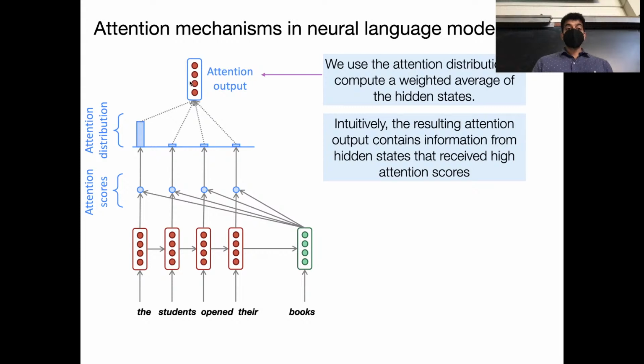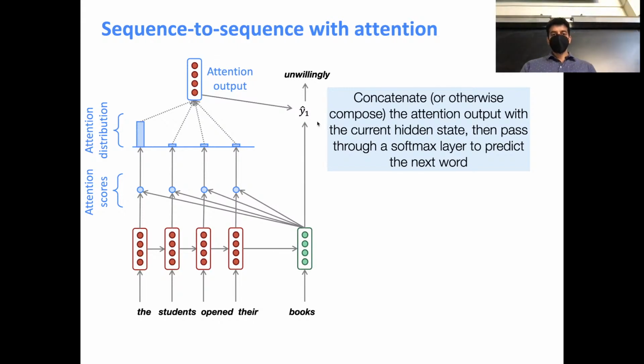Okay, so once I have this, I can connect this attention weighted average to my softmax layer in addition to this hidden state at the last time step, books. So one way I could do that is simply to concatenate this vector, books, with this attention output vector. So now I have, say, an 8-dimensional vector instead of a 4-dimensional vector. Now my softmax layer is going to take this concatenated vector as input and predict the next word. So you can see what it's showing: both of these, the last time step and the attention weighted average, are fed into the softmax layer to predict the word unwillingly.